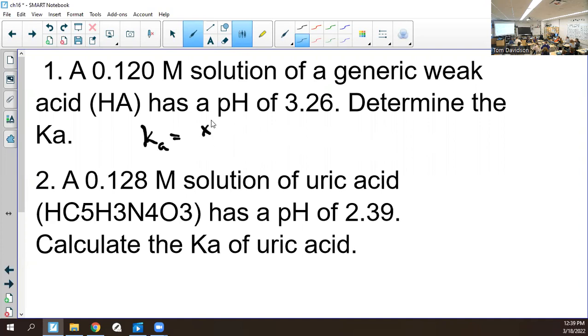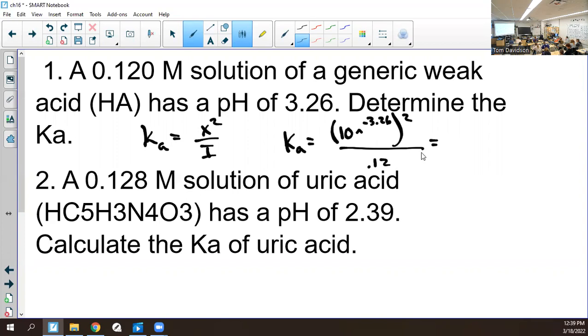So Ka equals x squared over initial. All right. Ka equals 10 raised to the negative 3.26, squared, right? Over 0.12. That's all you had to do. Or did I do it wrong? Yeah, that's what I got.